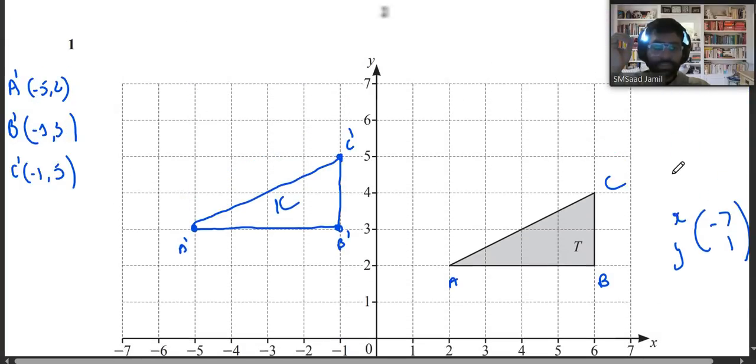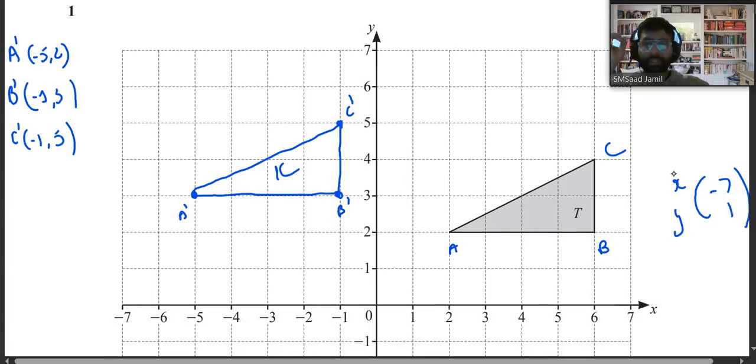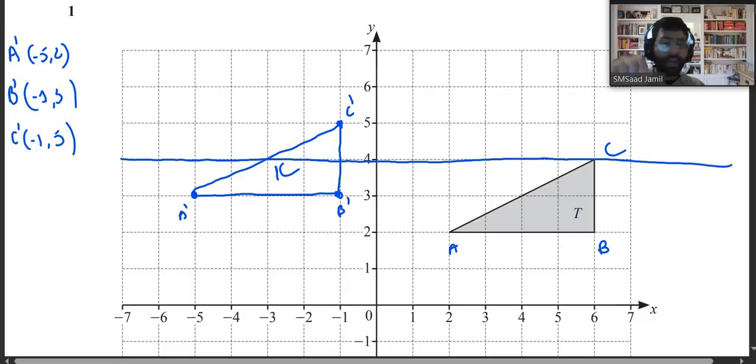Now it says reflect the triangle T in the line y = 4. I wish I had a ruler. Let me erase this so it doesn't look dirty. The line y = 4 is actually this line, and we have to reflect the triangle T. Let me use a different color. This point will remain over here because it's exactly on the line. This point is 1, 2, then you will go 2 up, 1, 2. Point B is 1, 2 again, 1, 2.